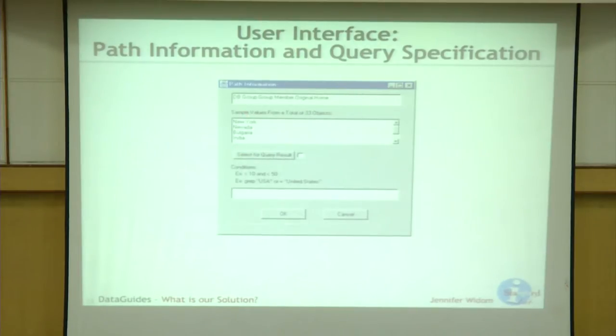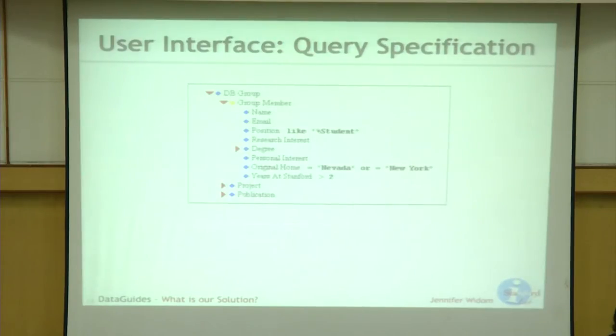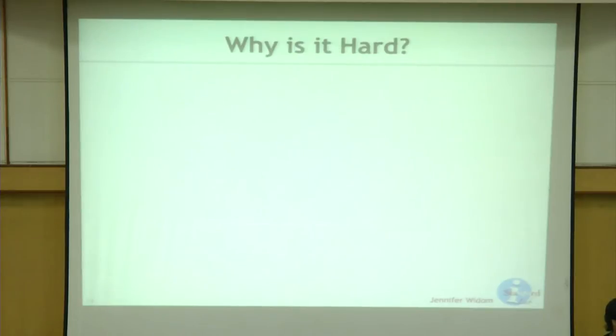And then you could also formulate queries from this. So you could select things for the query result, and you could put conditions. And then it would go back to the data guide. This is, again, a visual query generator from the data guide. And this would be a query saying, I want group members whose position matches this string student who came from Nevada or New York and has been at Stanford more than 2 years. So this is how we use the data guide for visual query formulation.